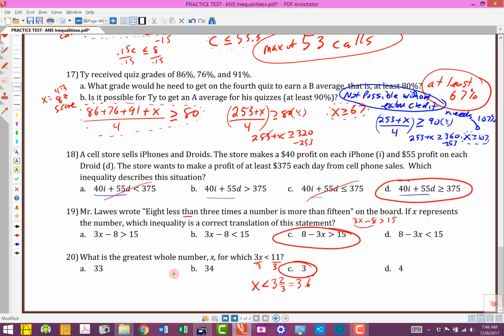Okay, hopefully you're in good shape. Study this, make sure you know these inside out and backwards, and you'll be in great shape for the test.